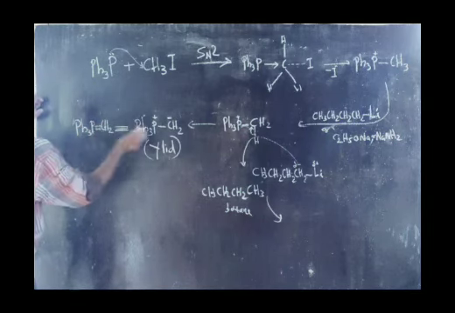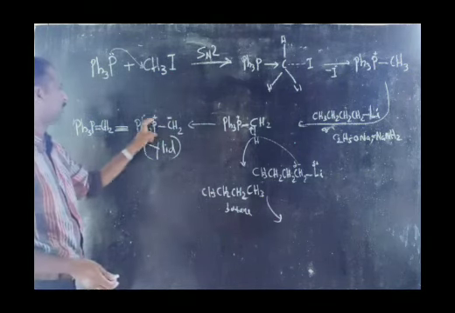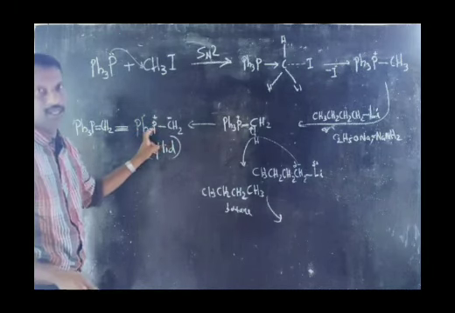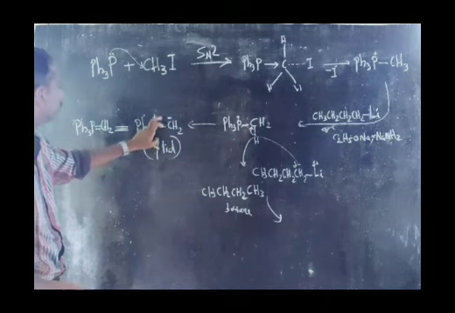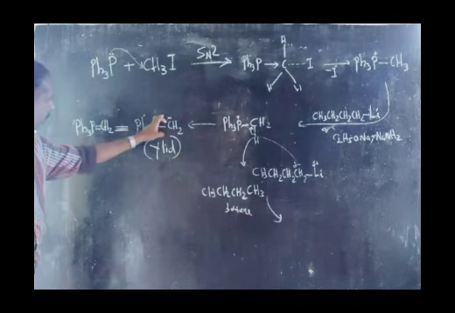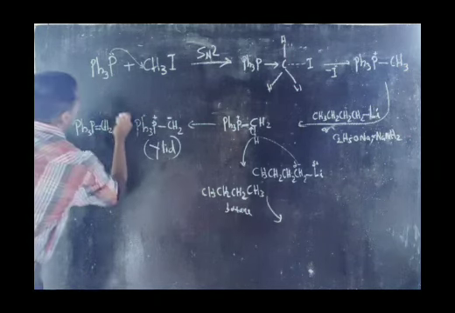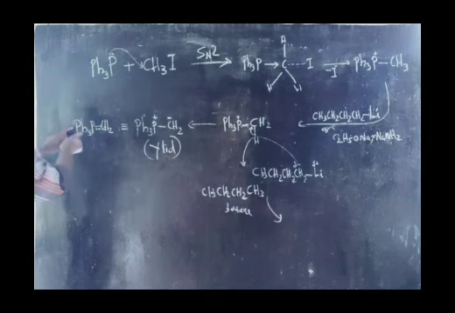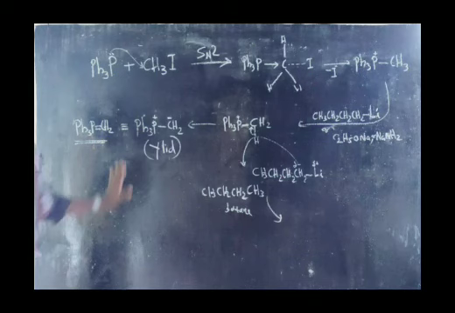This is the same thing. You can write it this way or in this way. This is ylide. What do we mean by ylide? Opposite charges are present in the adjacent carbon atoms. This is our Wittig reagent, Ph3P plus single bond CH2 minus, or it can be written with this pair of electrons shifting to here, and the positive charge is removed. So what you will get is Ph3P double bond CH2, methylene triphenylphosphorane. This is an example of a Wittig reagent.